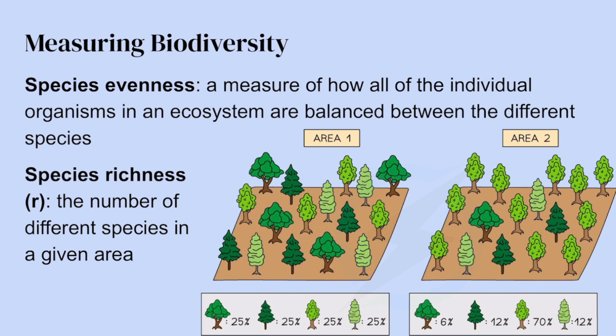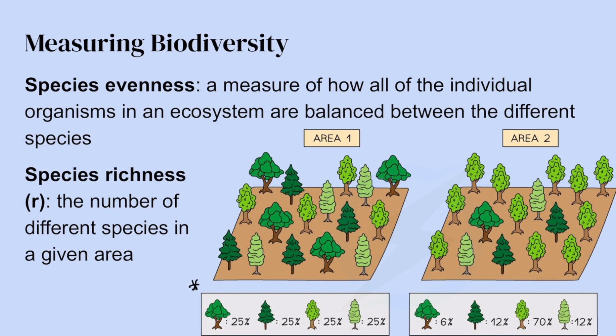So species evenness is a measure of how all the individual organisms within an ecosystem are balanced between different species. An area that has high species evenness will have a pretty even number of organisms, or an even percentage of each different organism type. If we look at this diagram of Area 1 and Area 2, Area 1 is more even because each of these species makes up 25% of the total organisms in that area.